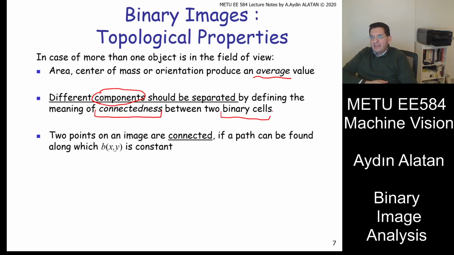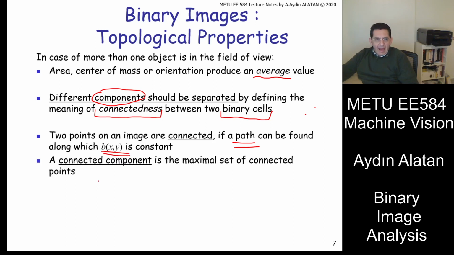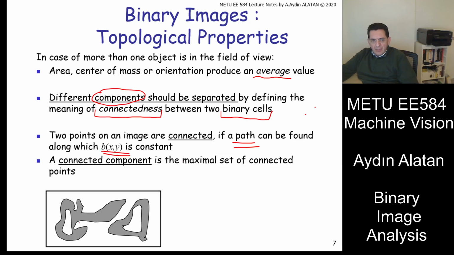Okay, therefore 2 binary cells, 2 pixels. What is the meaning of connected? In general, connected means if there is a path can be found where your b value is constant, either 1 or 0. A connected component is the maximal set of the connected points. In other words, this point and that point, there is a path where b is constant. And all the maximal sets, where you have connected points like this, which means nothing but this object here, this is a connected component.